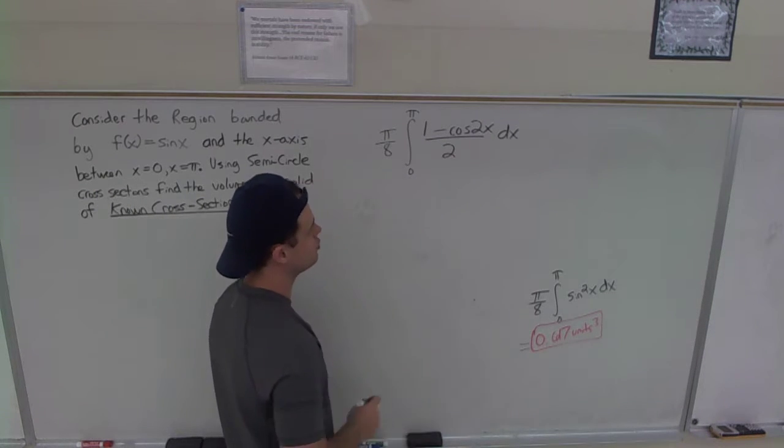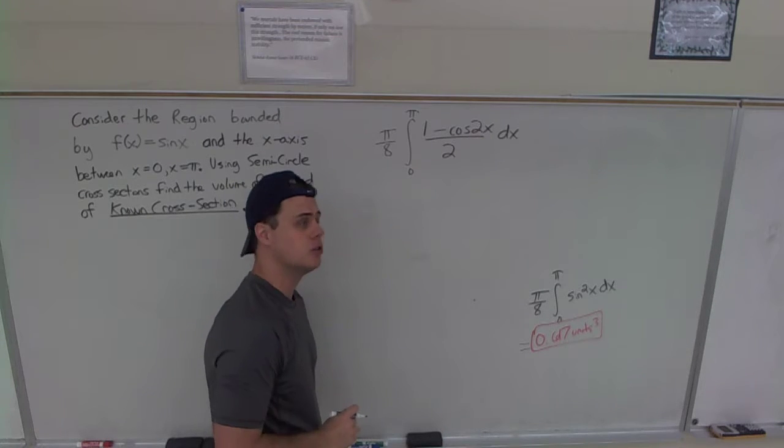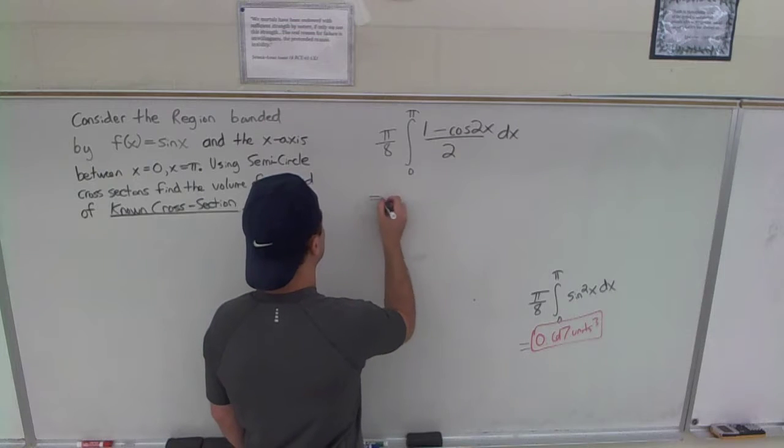So this is an identity we'll be using a lot in chapter 8 to do trigonometric squared problems that we couldn't do otherwise from Calc 1. So let's see if we get the same answer.